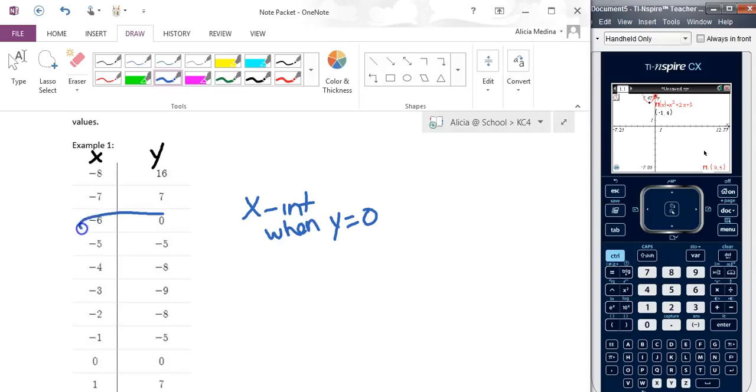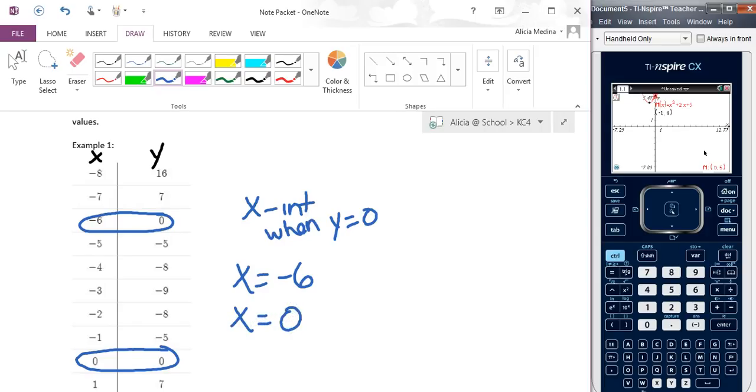So I see one right here. So this means that I have an x-intercept at -6. And I also see one over here. Right, so that means I have an x-intercept at 0. So again, it's whenever my y is equal to 0. That's going to give me my x-intercept.